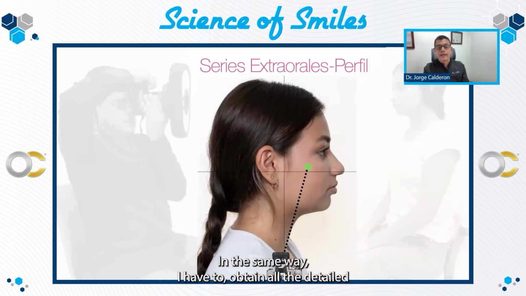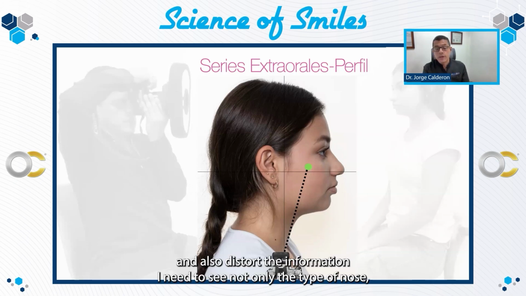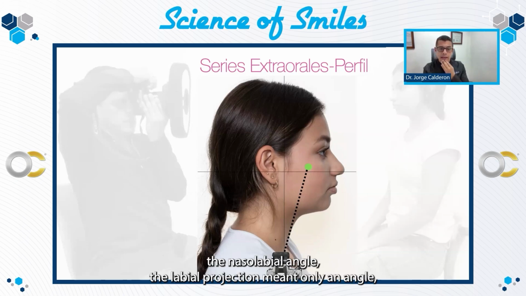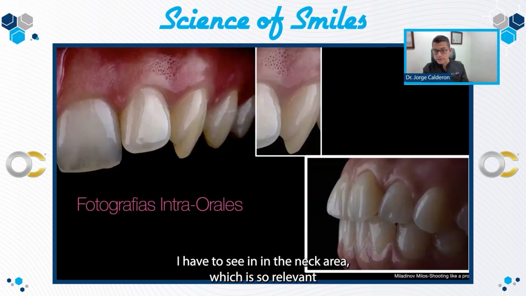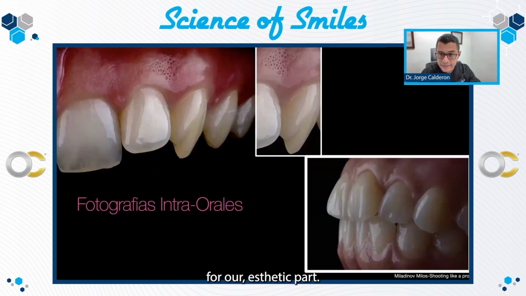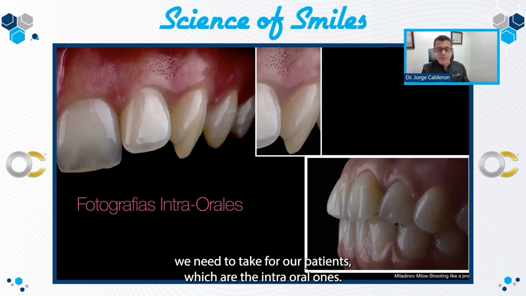In the same way, I have to obtain all the detailed information of the profile without shadows that slightly distort the image and also distort the information I need to see. Not only the type of nose, the nasolabial angle, the labial projection, the Mentonian angle, and everything I have to see in the neck area, which is so relevant for our aesthetic part.